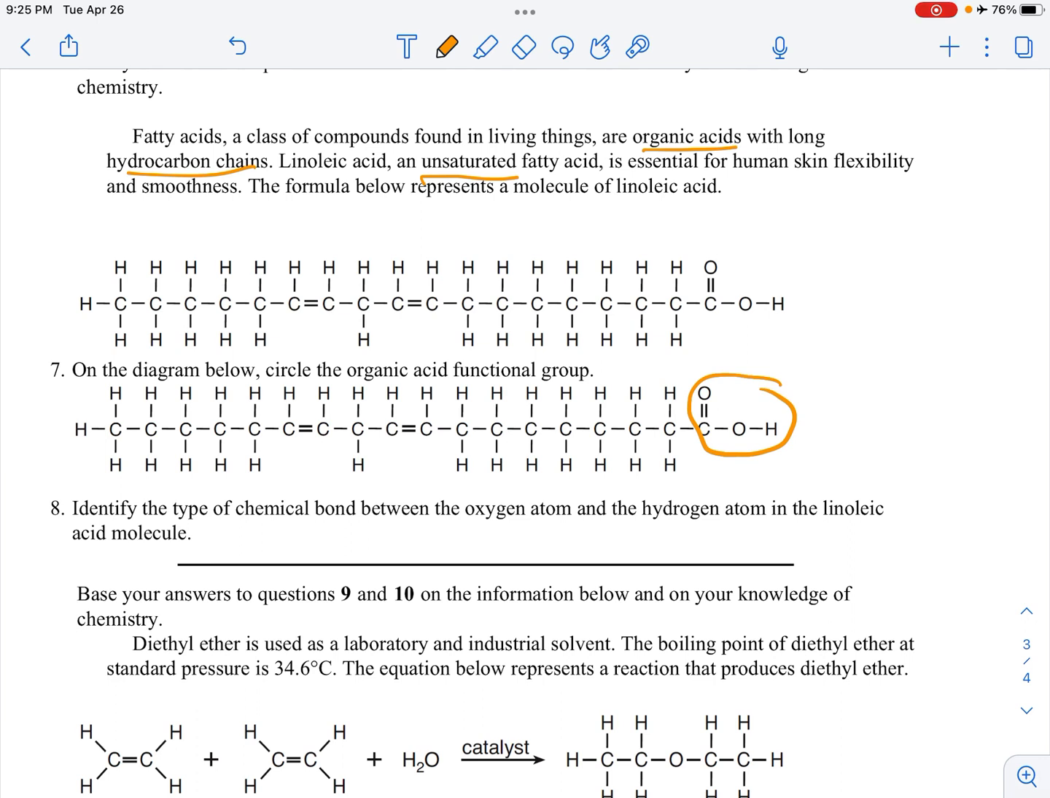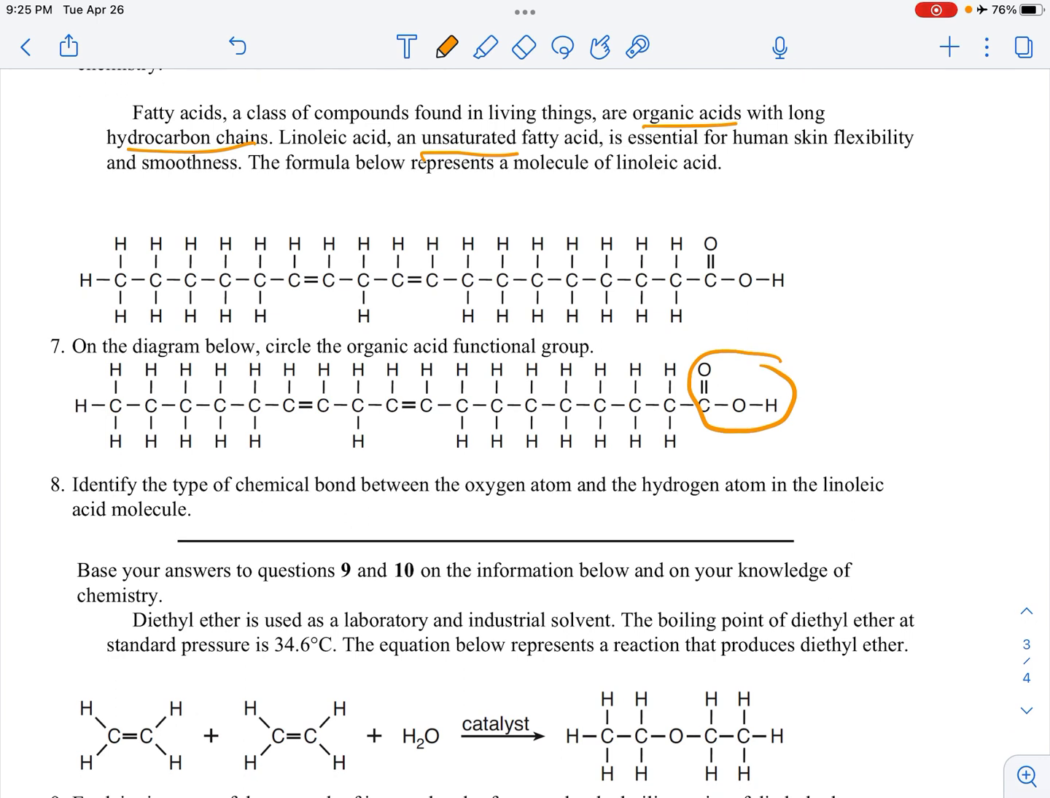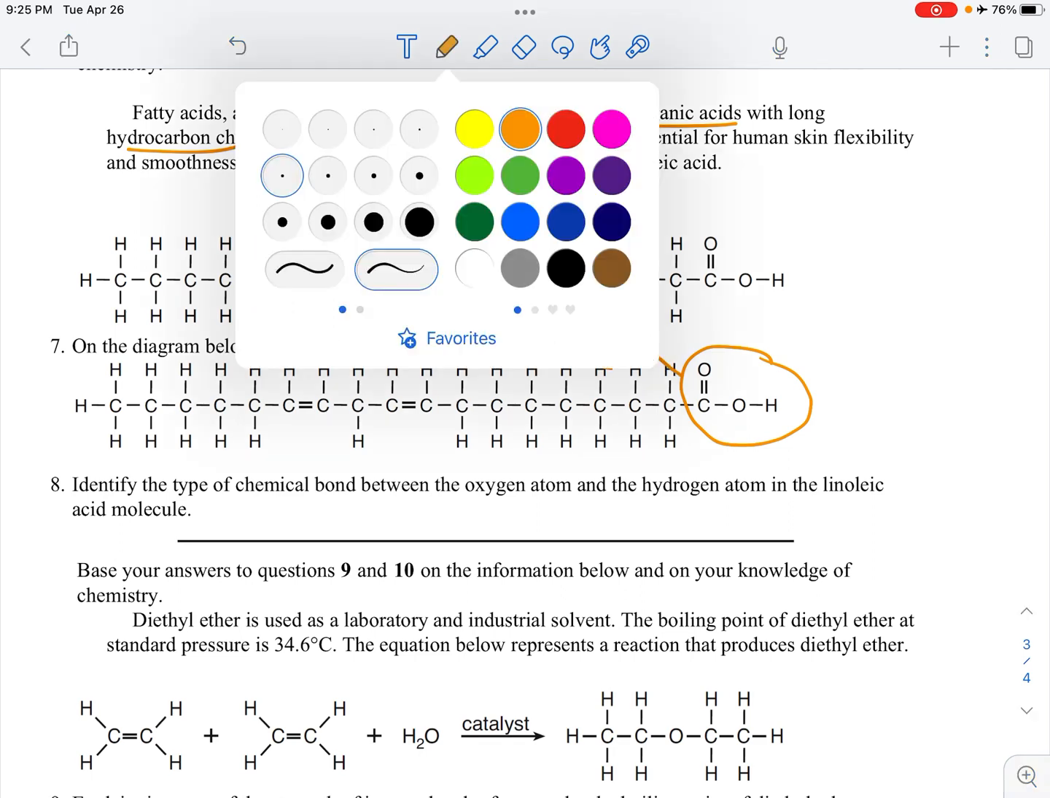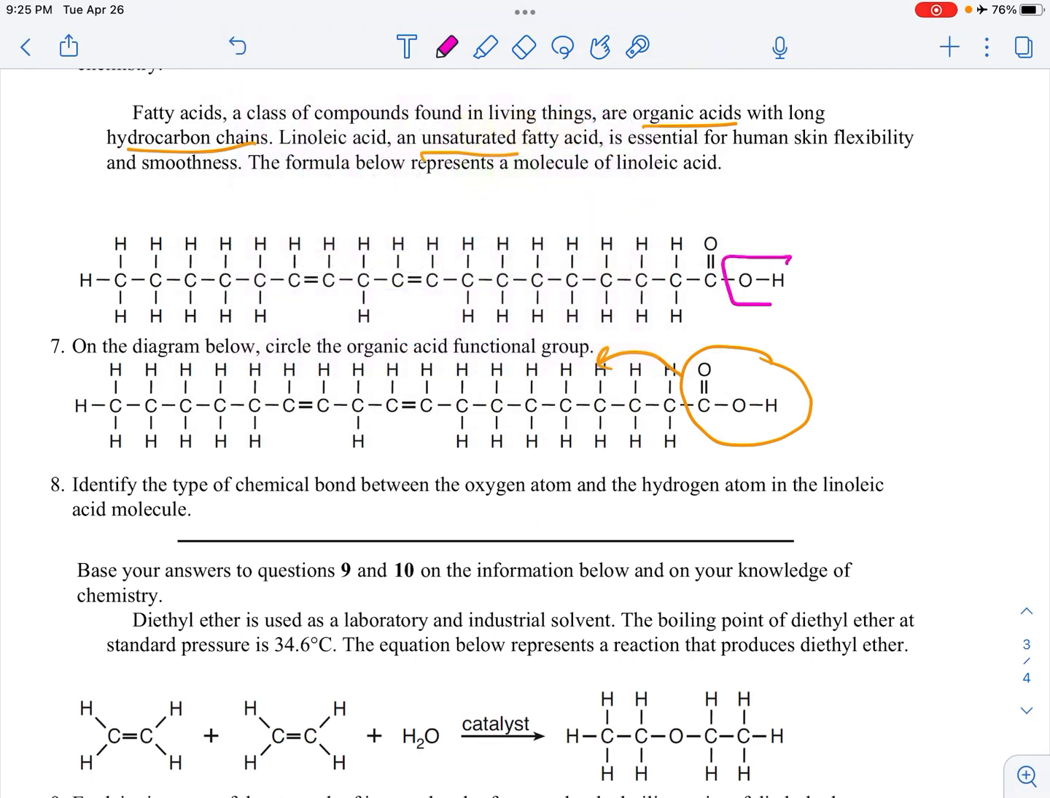Circle. There you go. Identify the chemical bond between the oxygen atom and the hydrogen atom in the linoleic acid molecule. So between the O and the H. So I know I just circled that, but you know what? I have it twice. So that's going to be my answer to number 7. Back up here. Here's our bond between O and H.